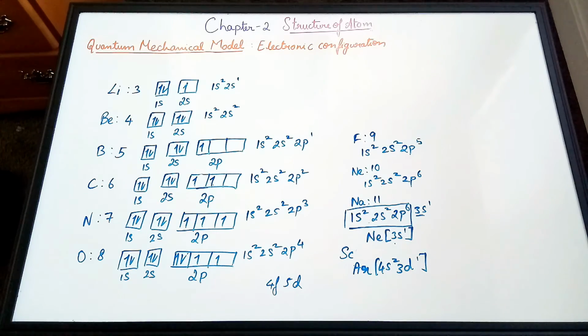With that, we finish the electronic configuration for the atom. In the next video, we will be discussing the half-filled and completely filled orbitals.